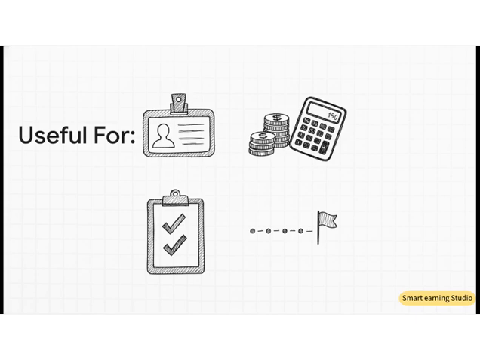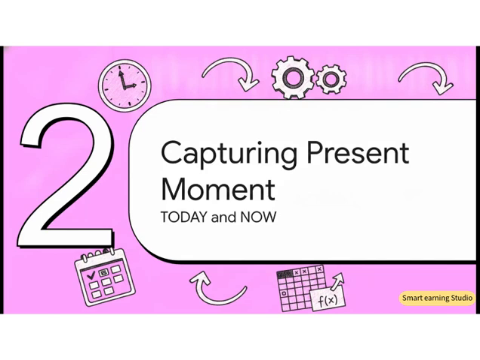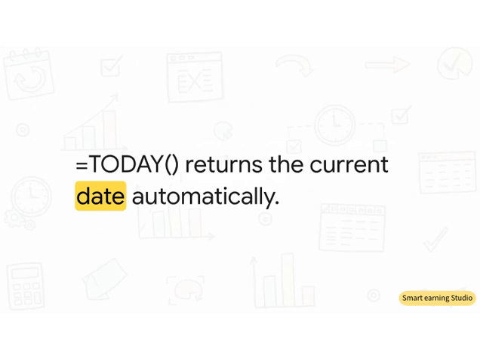These Excel functions are total game changers for professionals across all these fields because they replace manual math with instant, reliable automation. Moving right along to Section 2, Capturing the Present Moment. The very first formula we're adding to your toolkit today is remarkably simple, but wow, is it powerful. It's the TODAY function. You literally just type equals the word TODAY and then an open and closed parentheses. That's the whole shebang. What this does is return the current date.